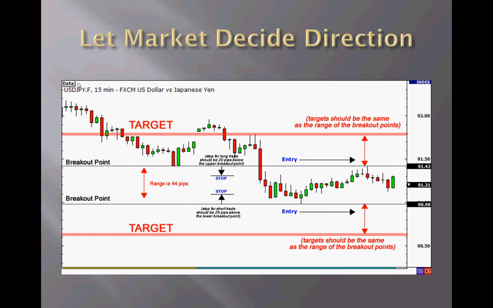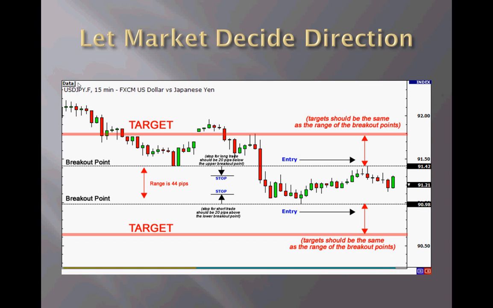Your stop should be placed approximately 20 pips below and above the opposite breakout points, and your initial targets should be about the same range of the breakout levels. This is known as the straddle trade. You are looking to play both sides of the trade, whichever way it moves.